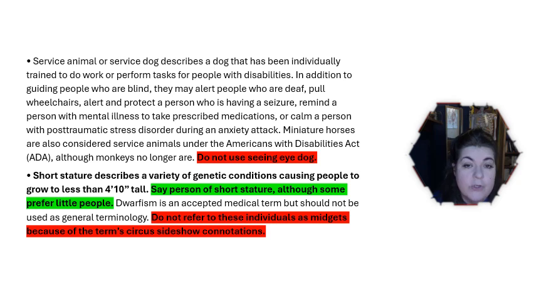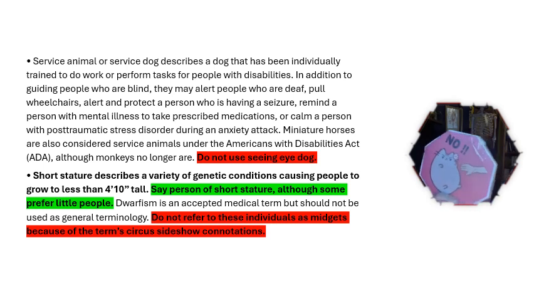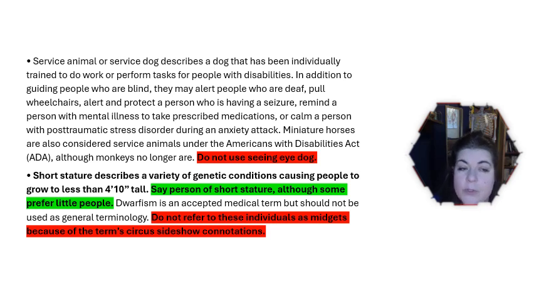Service animal or service dog that has been individually trained to do work or perform tasks for people with disabilities. You can have anxiety animals, but do not use the term seeing eye dog anymore. To be honest with you, I had not heard this was offensive until I pulled this list from your book. But please use service animal or service dog if it's a dog or whatever type of animal it is. Do not say seeing eye dog. They may not be for someone who has had vision loss or blindness.